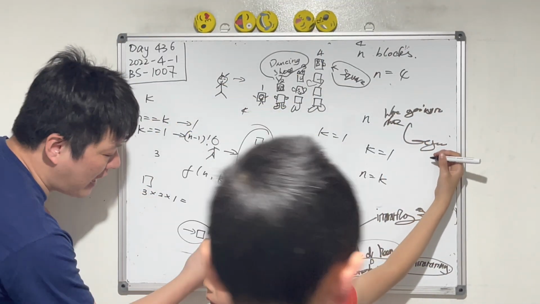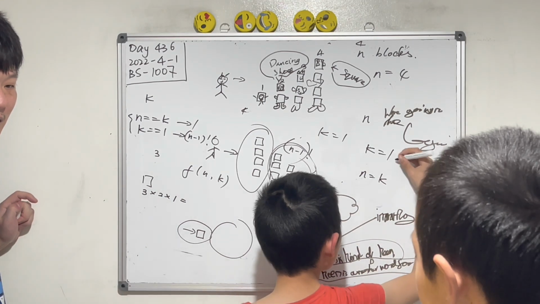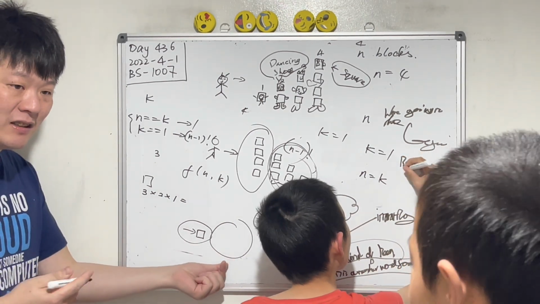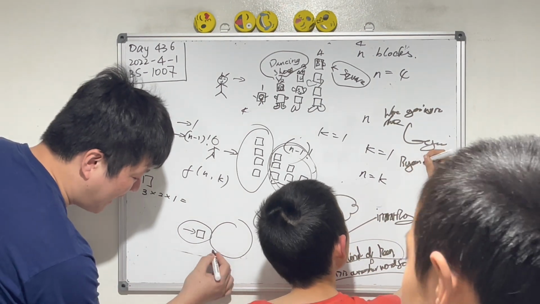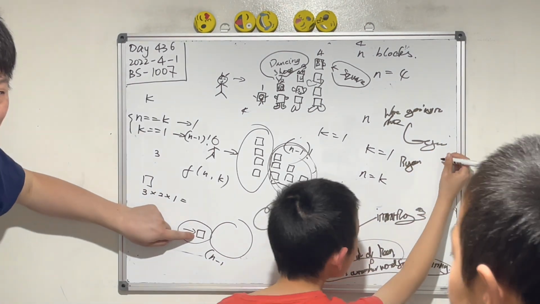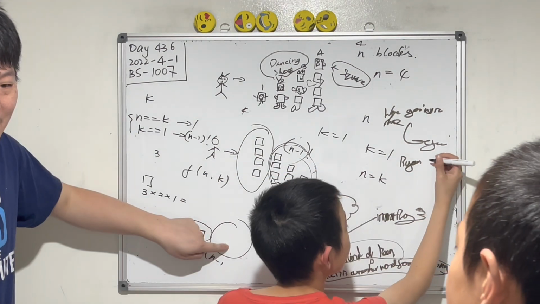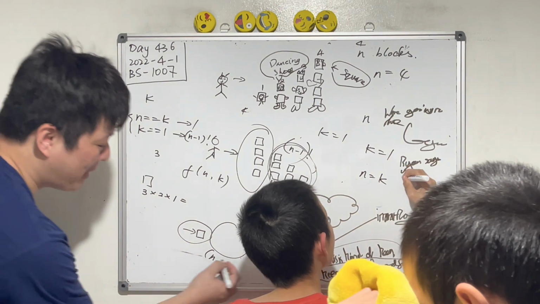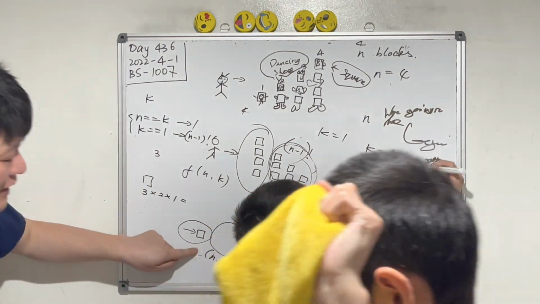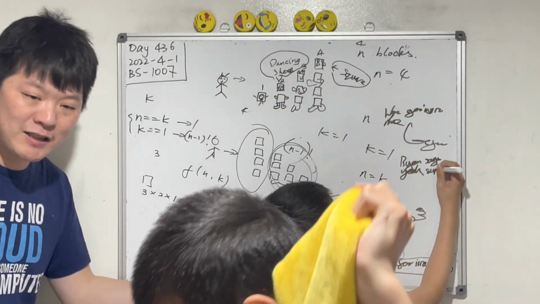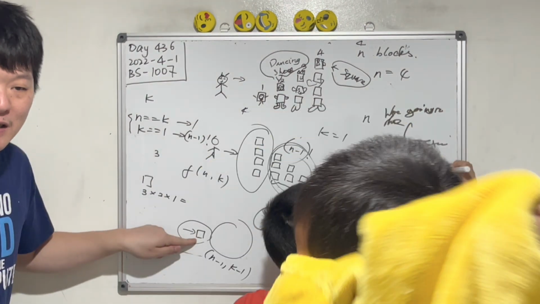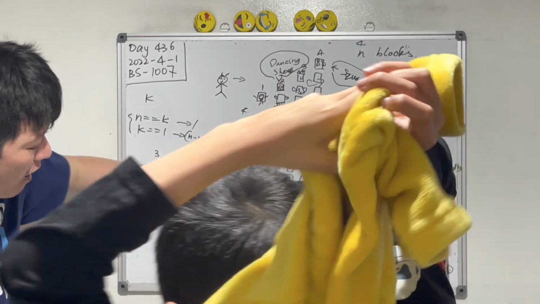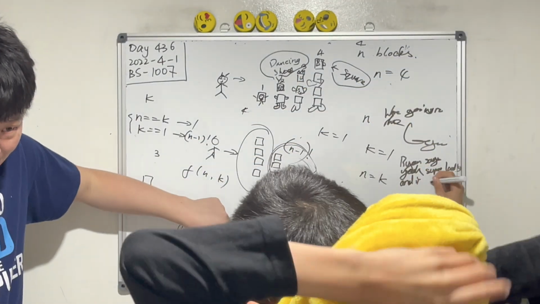How many blocks are left? I put one block in the front, so n minus 1 blocks are left. And I can see one block, so how many more blocks do I need to see? k minus 1. When we put the smallest in front, why can we do this? Because it's the smallest. If it's smallest, I can see all the blocks on the right-hand side.